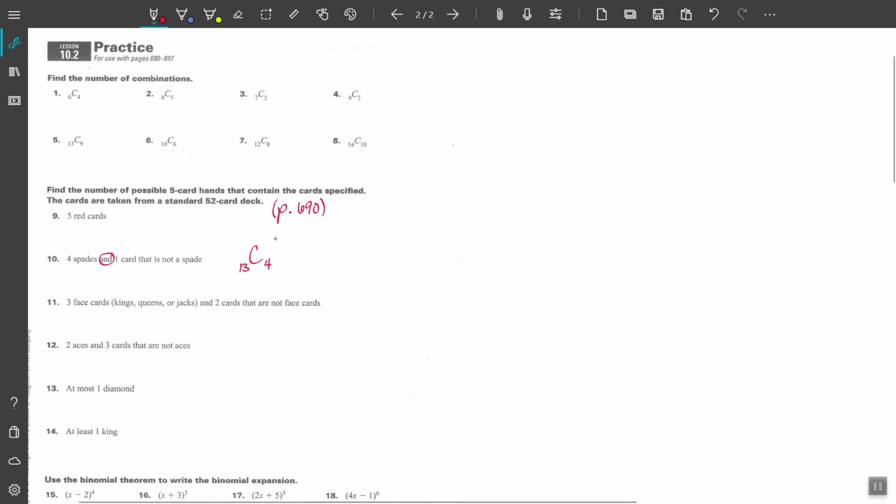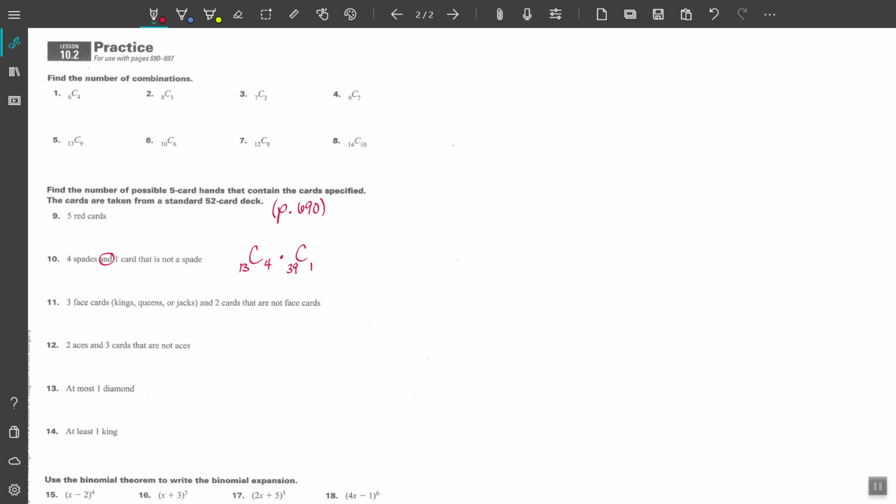So that means we're going to have, out of our 5 card hand, we have 1 card left. So here, these 4 have to be spades. And then we're going to multiply that by the fact that we also want a card that is not a spade. So then out of the remaining cards in the deck, so there's 52 minus 13, there are 39 left that are not spades. We want to be able to select 1 that is not a spade.